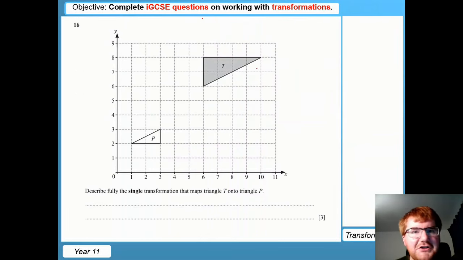Okay, and on to actually a paper 2 question. So I do want to put some paper 2 comments in here as well. It's similar to something we've already looked at before. So describe fully the single transformation that maps triangle T onto P.